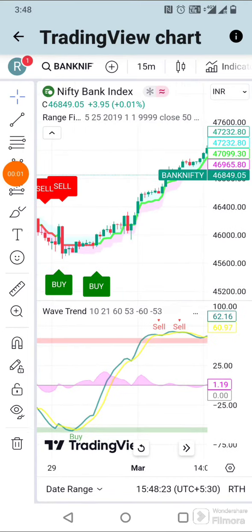When the Range Filter indicator gives you the buy signal, along with that the Wavetrend indicator gives you the buy signal, buy the call and hold it until the Wavetrend indicator gives you the sell signal.